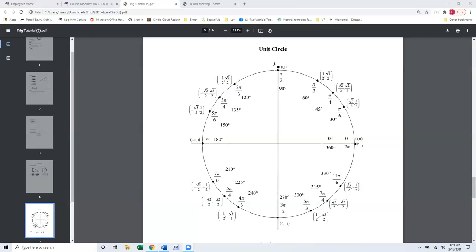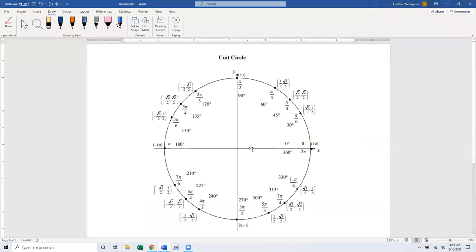All right, so I'm going to jump over into a different screen so that I can actually draw on the unit circle, but this is the same unit circle in your handout. Okay, so let's just talk about what it is we're navigating. One thing to notice right out of the box is this is 0 degrees and 360 is right here at this point. So that's important because we need to recognize that 0 starts here.